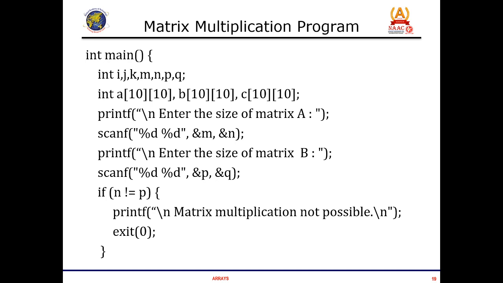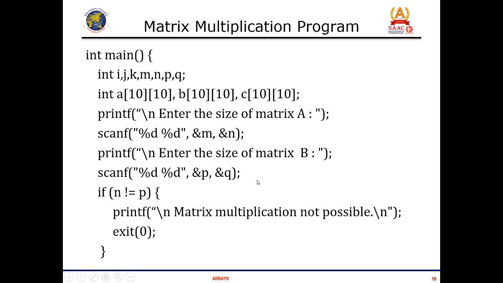And the fundamental knowledge of mathematics says that if the column of the first matrix is not equal to the row of the second matrix, matrix multiplication is not possible. And that is what I am trying to do in the if statement, trying to say if n is not equal to p, matrix multiplication is not possible. And once I get this particular statement, with the help of the exit library function, I am going to come out of the program. So as of now, don't bother about this library function. We will be discussing it in the next module.